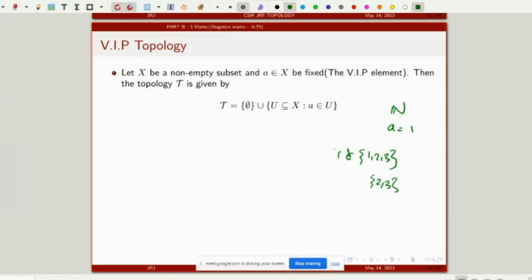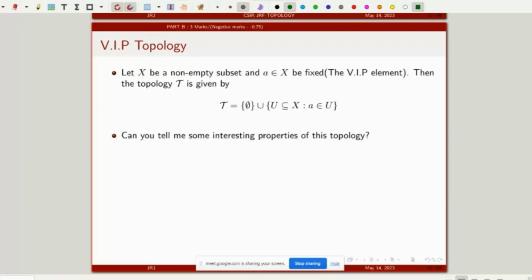Here 1 belongs to this set. Here 1 does not belong to this set. If 1 belongs to the set, it is an open set. If 1 is not in the set, it is not open. Okay, so this is how we define the VIP topology.